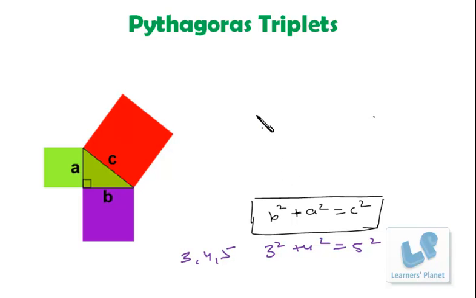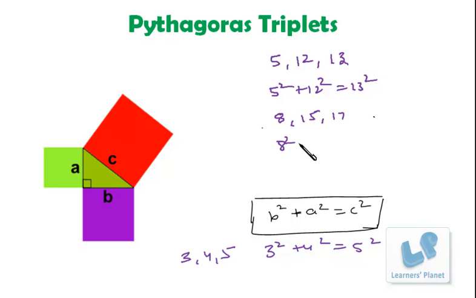The other one is 5, 12 and 13. Here 5 square plus 12 square is 13 square. Then 8, 15 and 17. So 8 square plus 15 square is 17 square, so it is also a Pythagorean triplet. So these three triplets you should keep in your mind. Apart from that, the multiples of these triplets are also Pythagorean triplets.